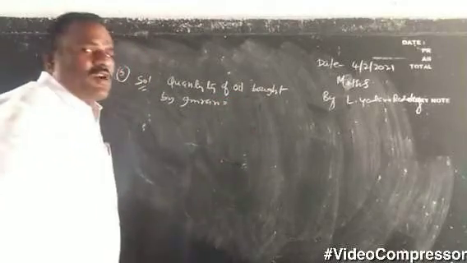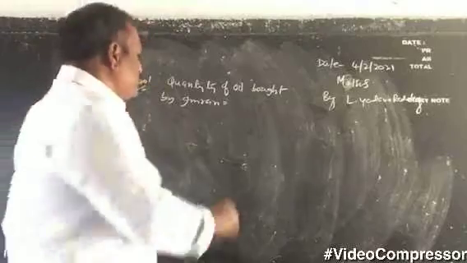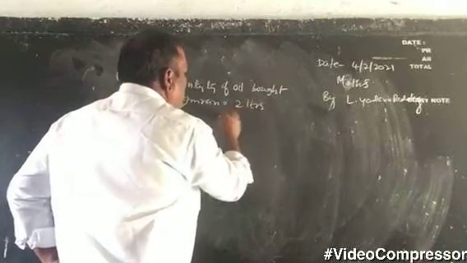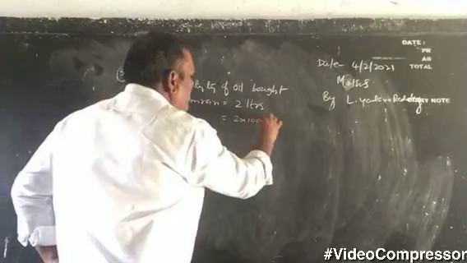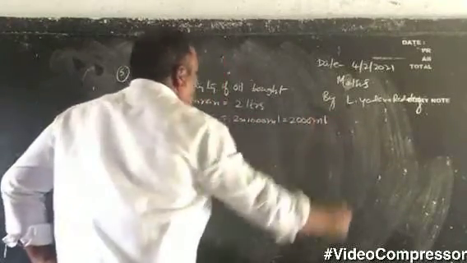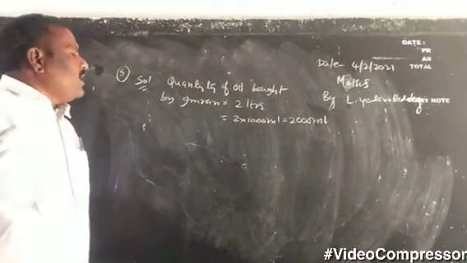How much did he bring, children? That is 2 liters. He brought 2 liters of oil. That means what? 2 into 1000 ml, children. Total how much? 2000 ml. 2000 milliliters of oil brought by Imran.